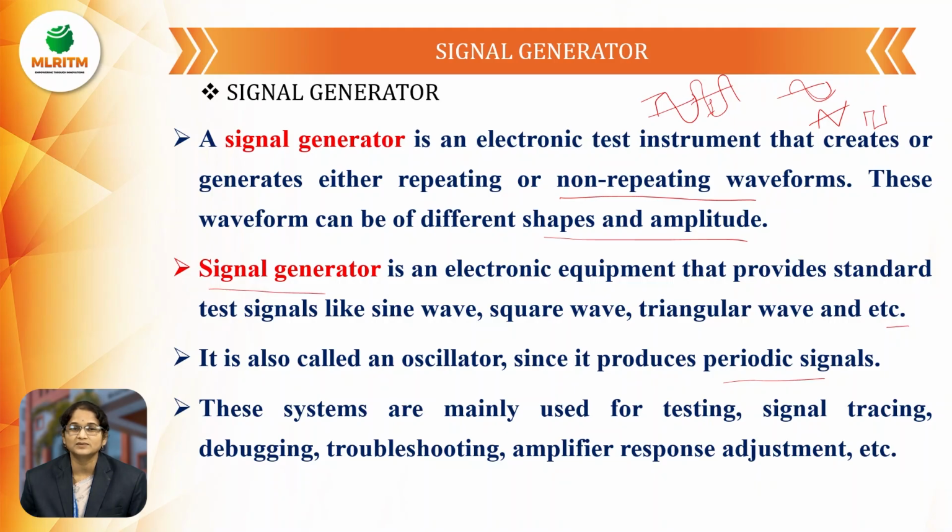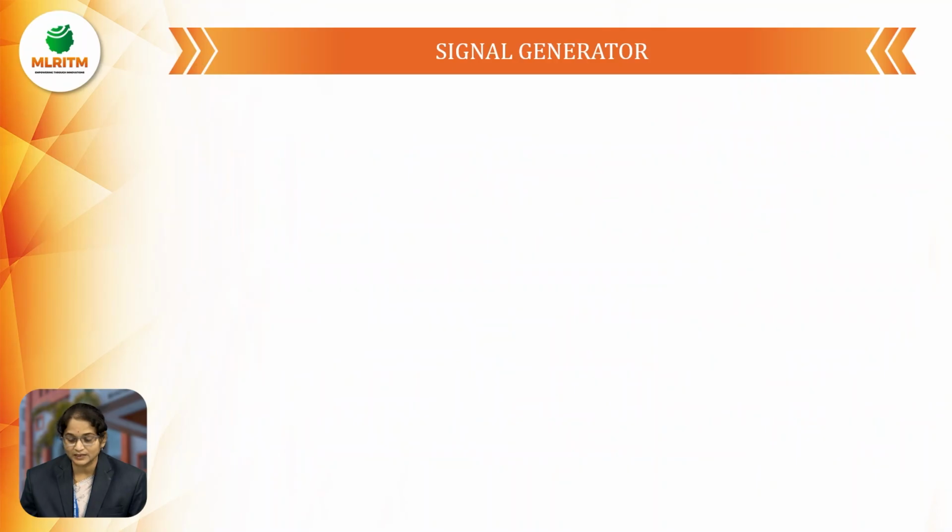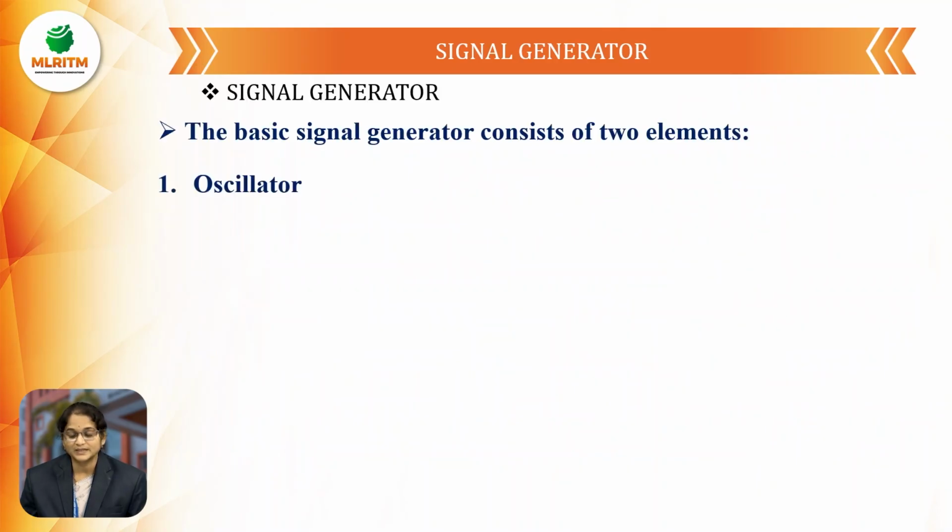There are different types of signal generators, and for every signal generator we have a block diagram. I will explain each and every block diagram and theory. In the basic signal generator there are two parts, that is the oscillator and the attenuator. We'll see how we generate a signal in this signal generator.